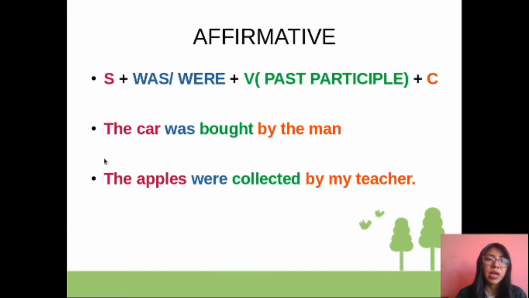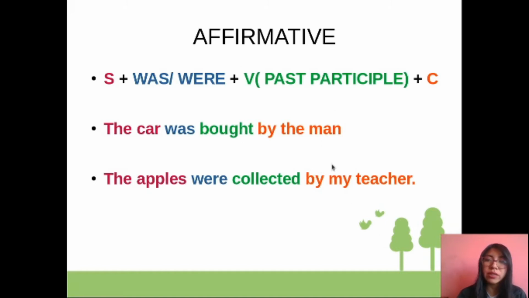The second example, the apples, my subject, were, in this case I am using were because the apples are plural, collected, the verb in past participle, by the teacher. Remember, here we have an irregular verb and there we have a regular verb. It means in order to form the past participle form we only add ed. Okay? In the case of the irregular verb you have to study the list, or you have the list in your book, okay, in the last page. That is all for the affirmatives.